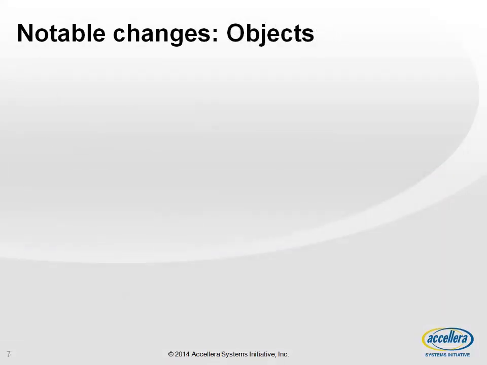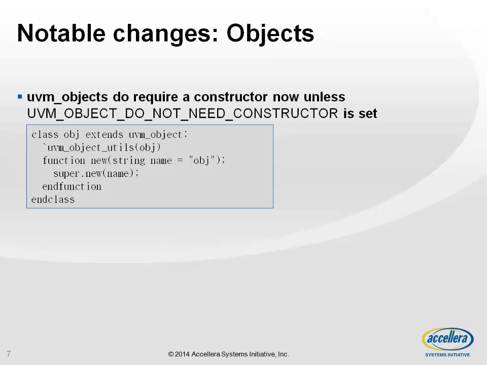Objects. The most important change you've probably already seen. I think it's already in the header when you start up UVM 1.1, it's already showing that as a change for the future. UVM objects do require a constructor now. So you cannot go with the default constructor anymore. It requires a written constructor unless you set the define UVM_OBJECT_DO_NOT_NEED_CONSTRUCTOR. So it's the default in UVM 1.2 that we require that.